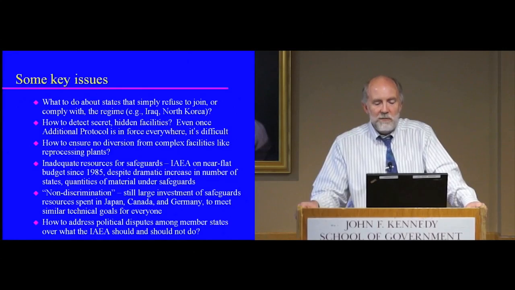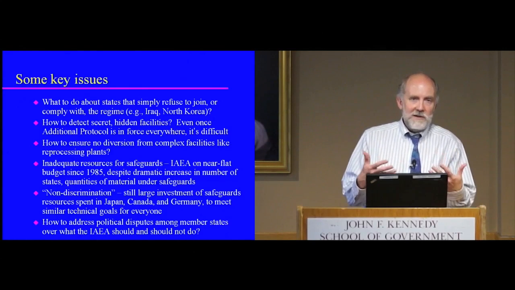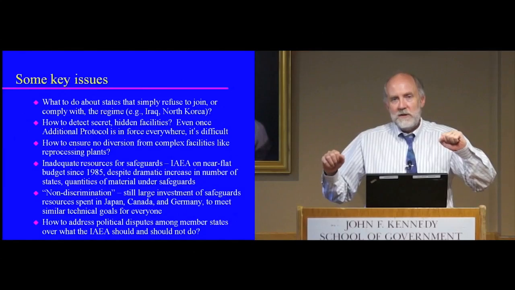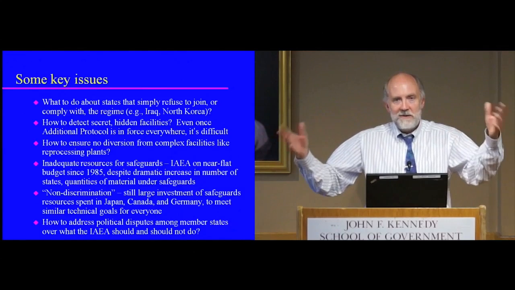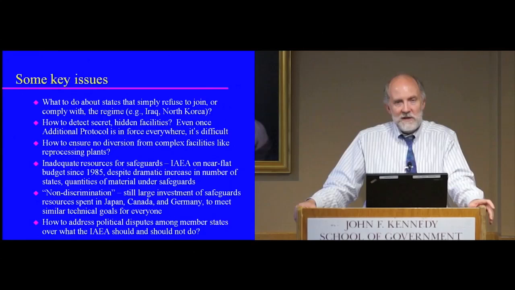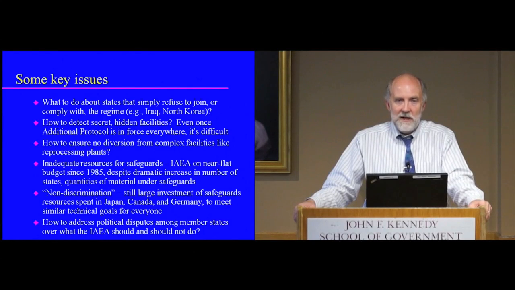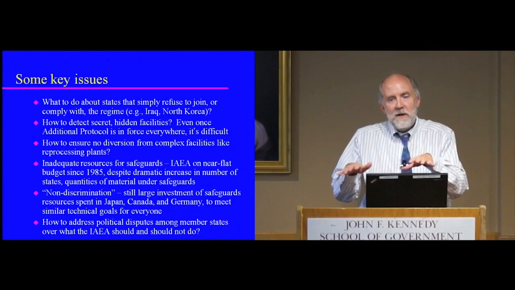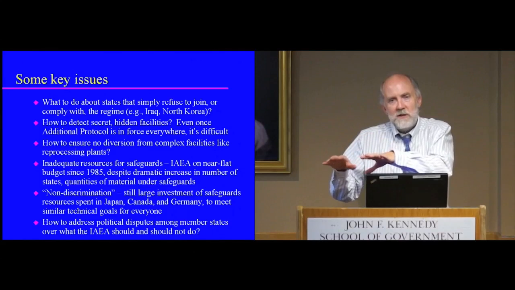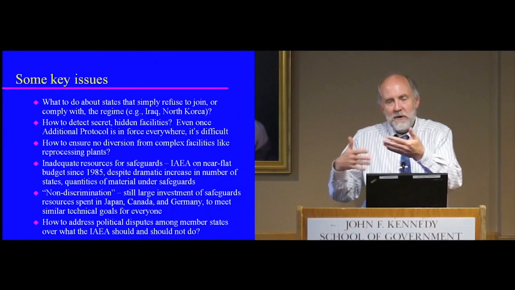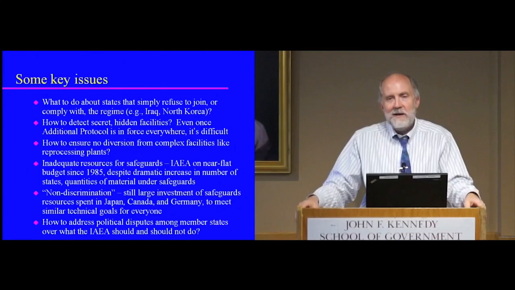Non-discrimination is still an issue. In principle, in the old days, the inspections went where the material was. And so if a state had complex nuclear activities, it'd have a lot of inspections, and most of the inspection resources went to states like Japan, Germany, and Canada, which most people are not very worried about. With the state-level approach, they're trying to rebalance and focus inspection resources on those countries where there are questions outstanding and where the overall picture doesn't seem to add up.